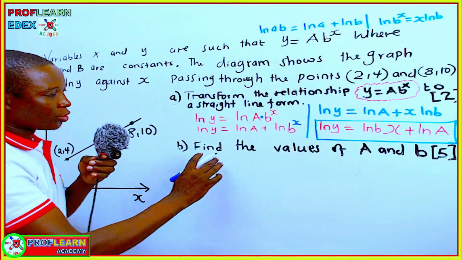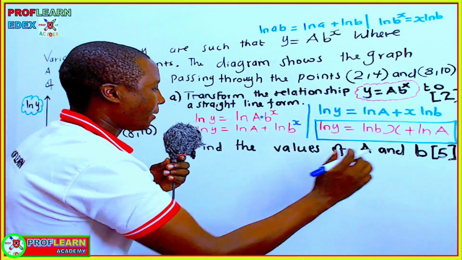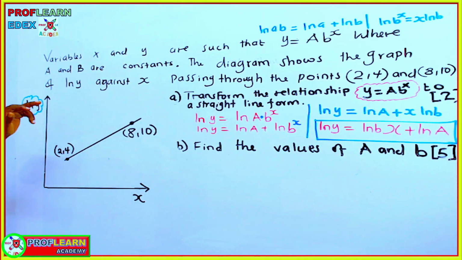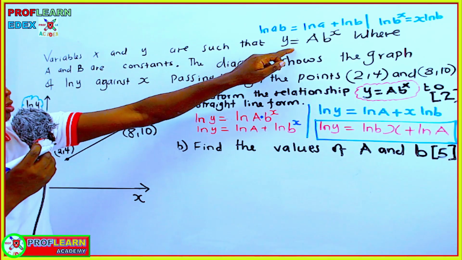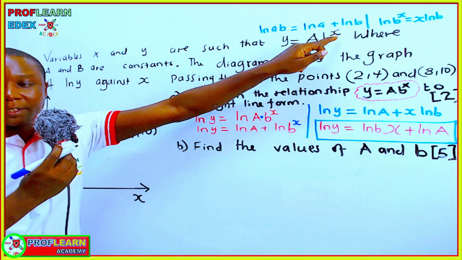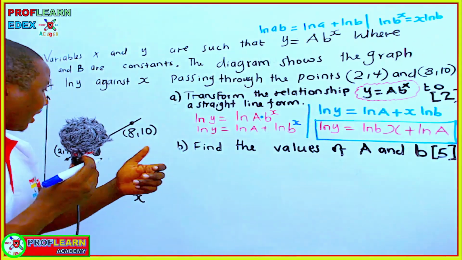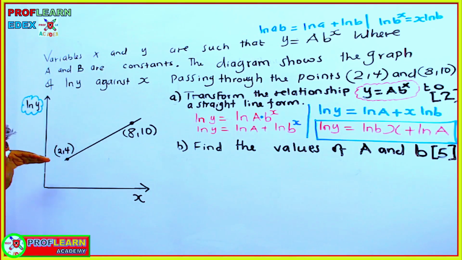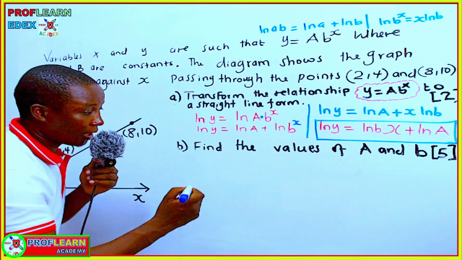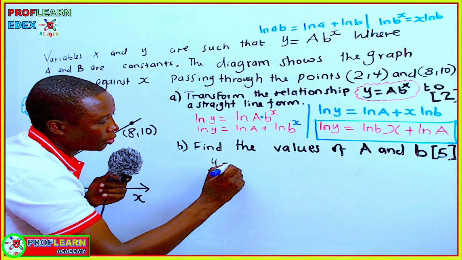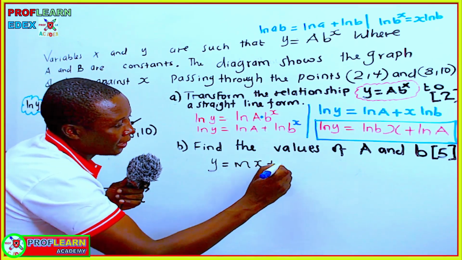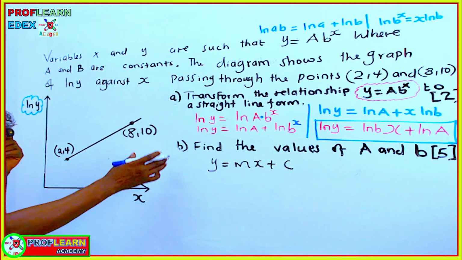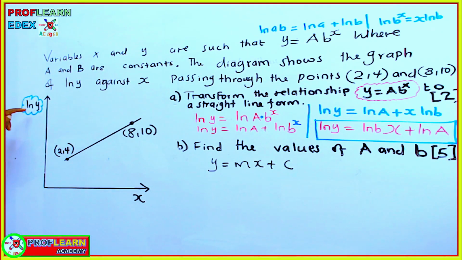Now the next step is to find the values of a and b. Remember, in this equation we were having y equals ab raised to power x, but the graph of ln of y is plotted against x to get a straight line graph. So this straight line has a general equation, and the general equation of a straight line is y equals mx plus c. But on the y-axis, we are having ln of y.